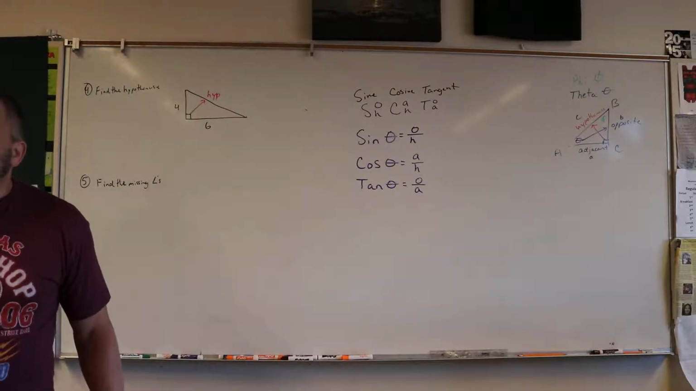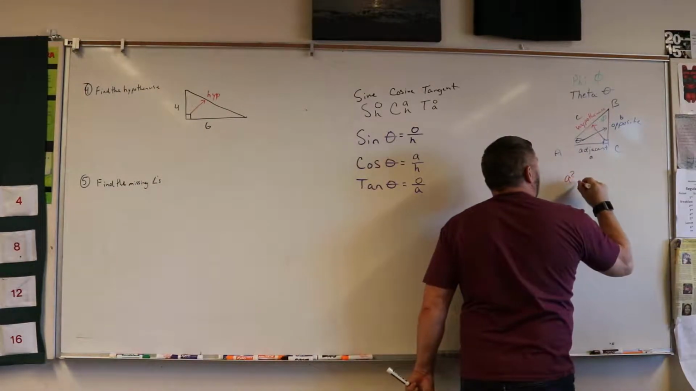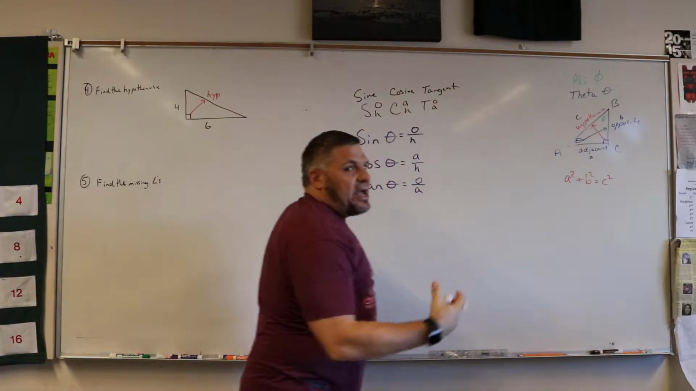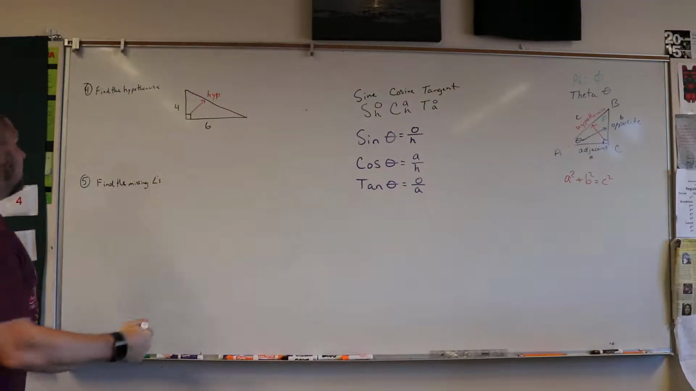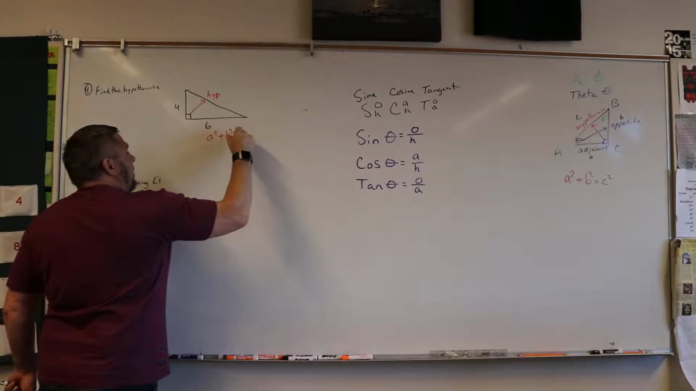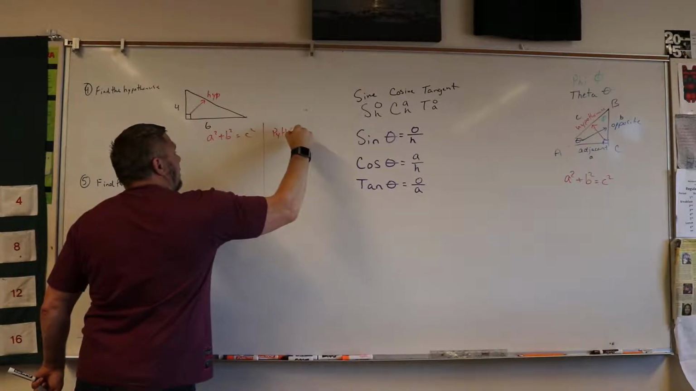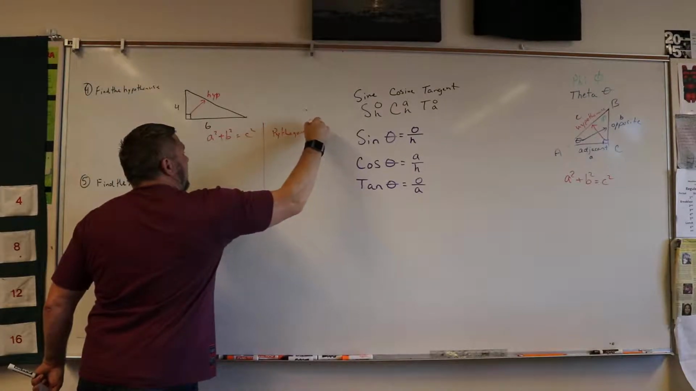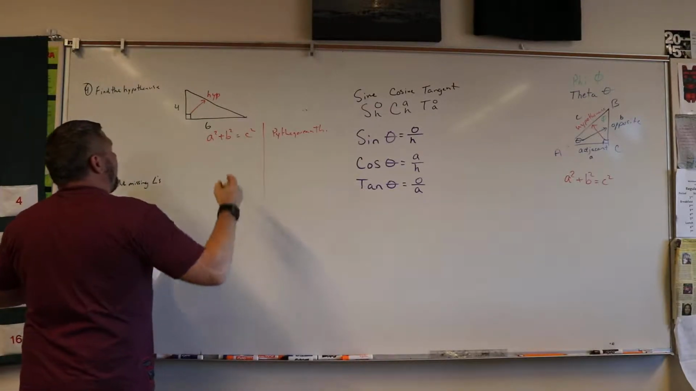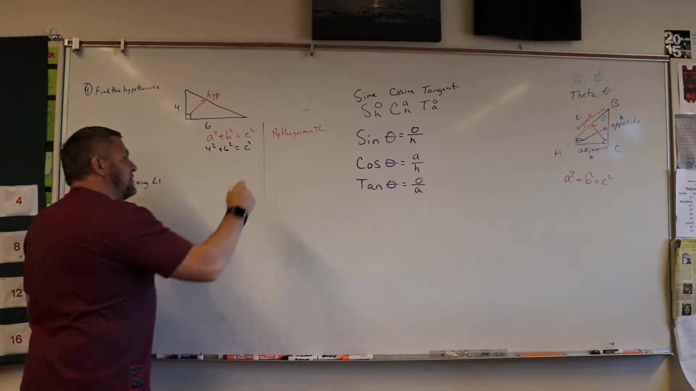Now we just got to find it. So we remember Sohcahtoa, but we also remember the Pythagorean Theorem. A squared plus b squared equals c squared. That is our key. And then we just plug in the numbers. 4 squared plus 6 squared equals c squared. That's substitution, right?